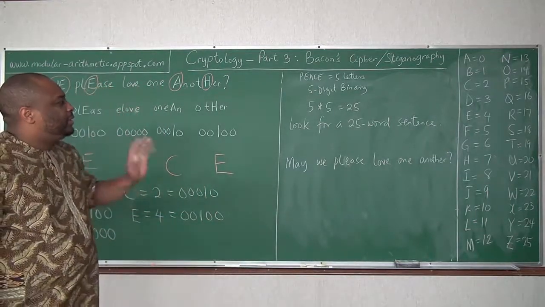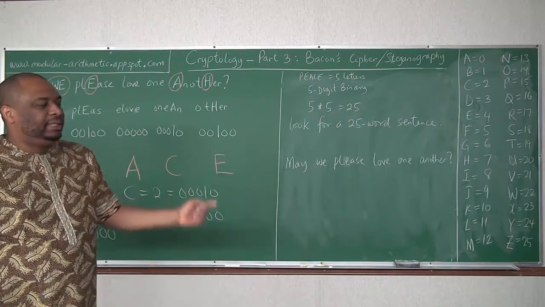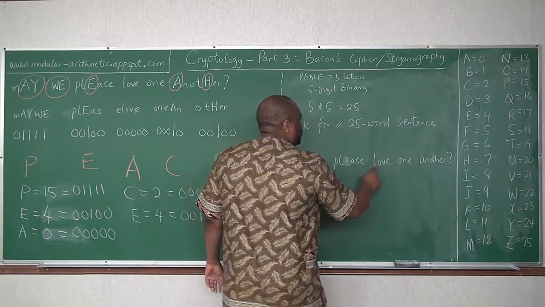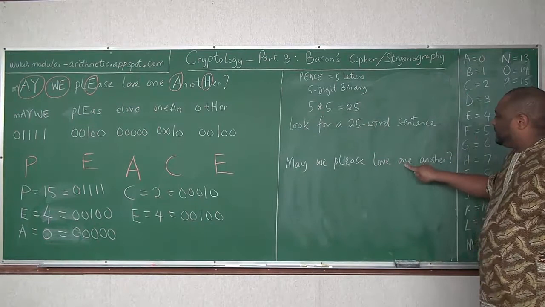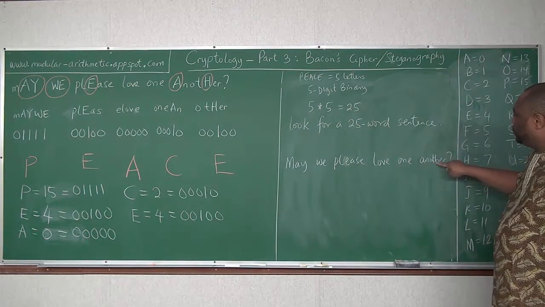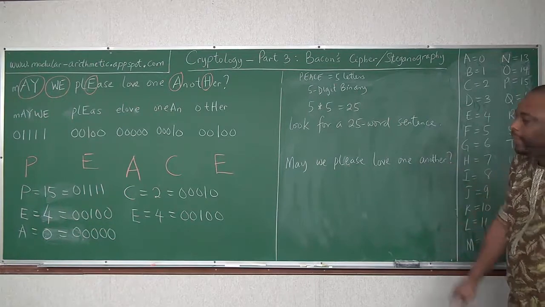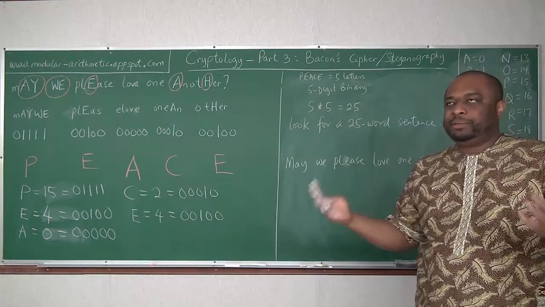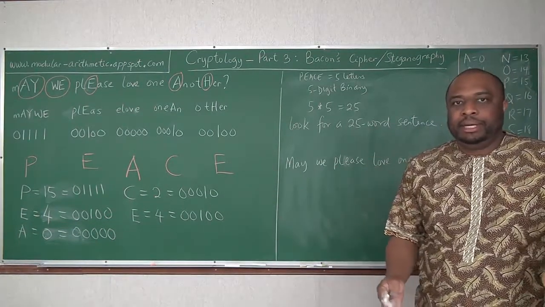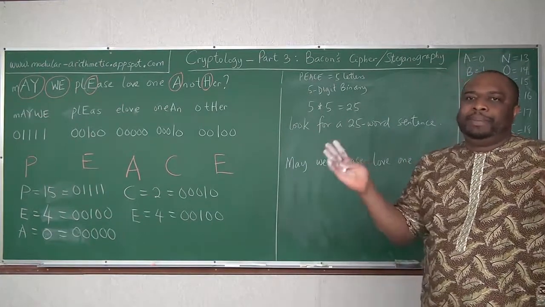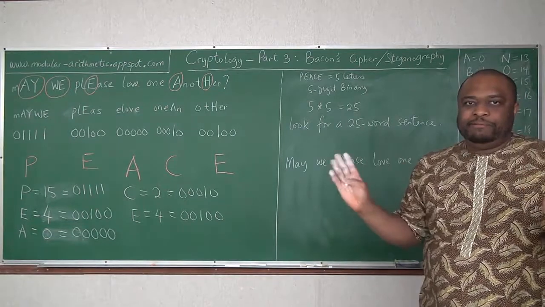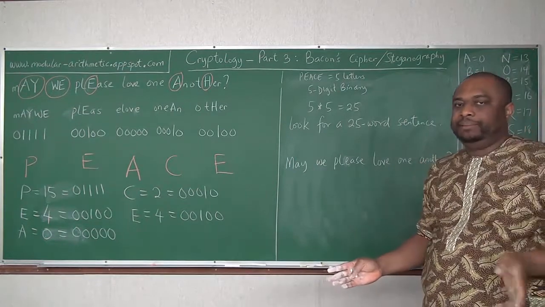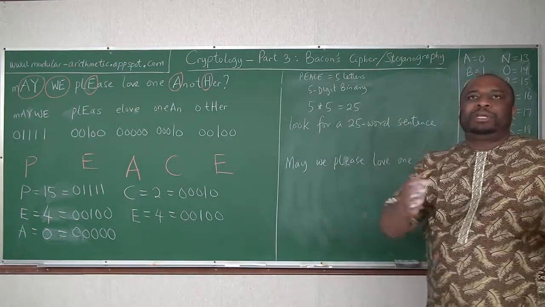Alright, so this is a 25 word sentence. If you count it, it's 25: 1, 2, 3, 4, 5, 6, 7, 8, 9, 10, 11, 12, 13, 14, 15, 16, 17, 18, 19, 20, 21, 22, 23, 24, 25. Some textbooks will say it doesn't matter if you get 28 or 29, and it doesn't matter if you don't keep it in multiples of 5. But we want to keep it in multiples of 5.